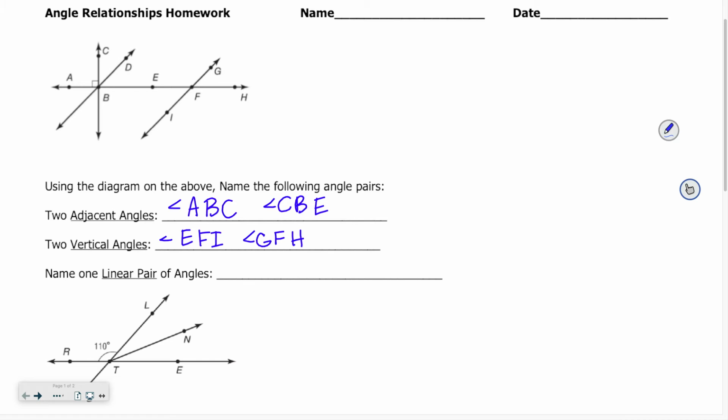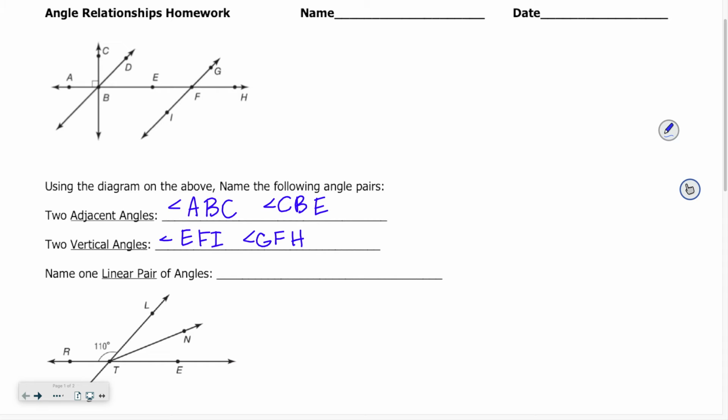Look and see if you think you got vertical angles right. Now the next one says name one linear pair. But a linear pair is how many? Two, so you should still have two angles.